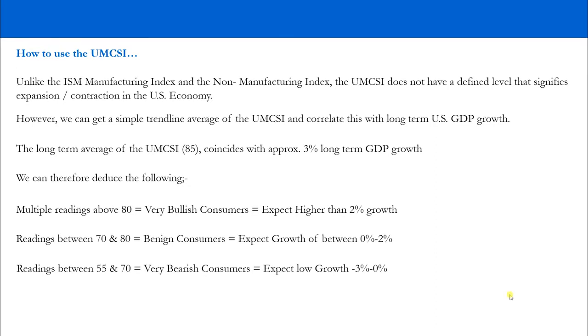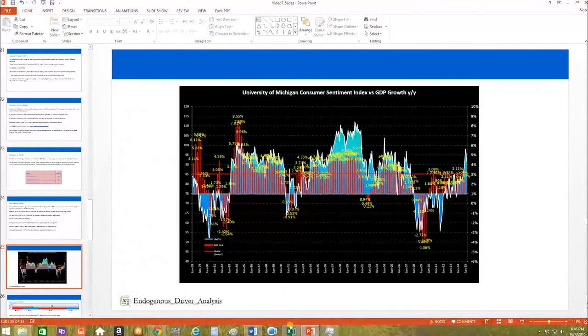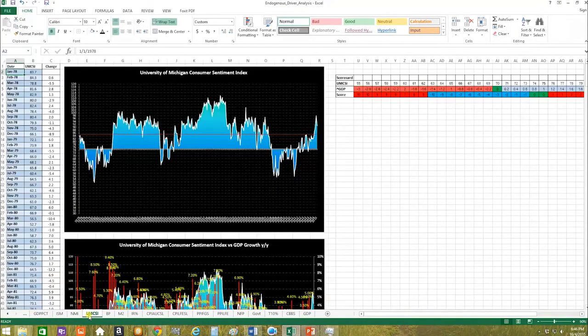So how does the UMCSI look when we look at it pictorially against GDP? Well, you can see from this chart, which is available in the endogenous driver analysis spreadsheet, that GDP growth really does follow, and is highly correlated to, the level of the UMCSI. Now, if we go over to the spreadsheet, we can see this in a bit more detail. We're in the NMI tab at the moment. Let's go to the UMCSI tab.